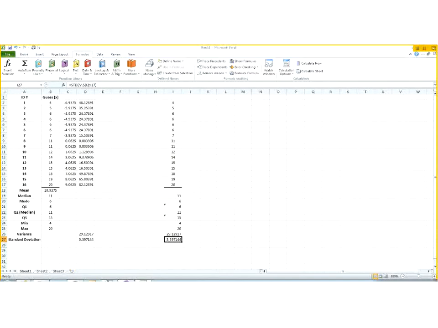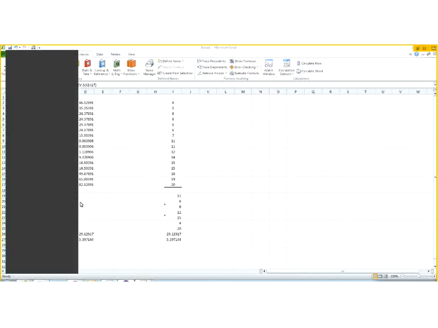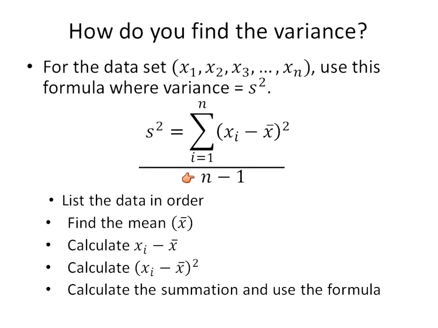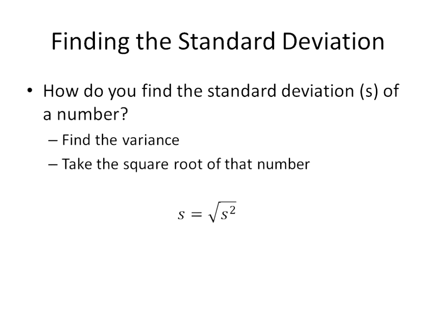Now, going back to here, we calculated the variance. We found the mean. We took the numbers that we found and subtracted the mean from those numbers. We squared those numbers. And we calculated the summation of the whole thing and divided by 1 less than the number of data pieces we're working with. And we said that for standard deviation, all you do is take the variance and take the square root of that.